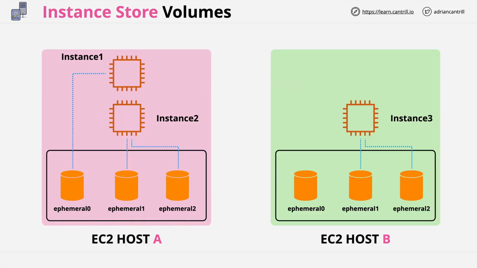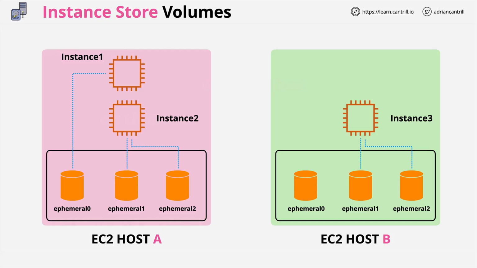This is how instance store architecture looks. Each instance can have a collection of volumes which are backed by physical devices on the EC2 host which that instance is running on. So in this case, host A has 3 physical devices, and these are presented as 3 instance store volumes, and host B has the same, 3 physical devices. Now in reality, EC2 hosts will have many more, but this is a simplified diagram.